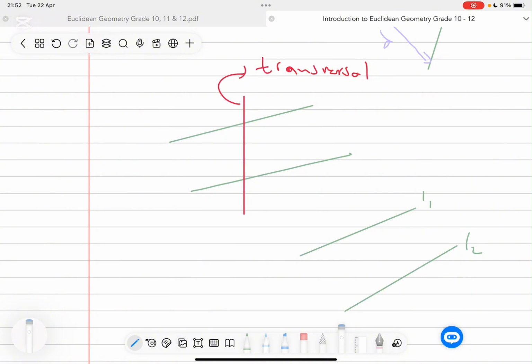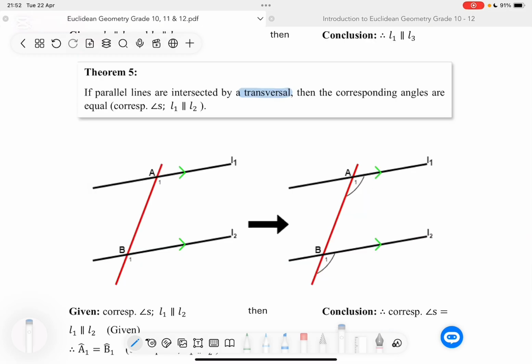The moment I draw a transversal like this, I then create different angles. And that's what's happening here. When we draw a transversal between these two lines, we form a number of angles because we have vertices. Remember, I'll have a vertex here, a vertex there, a vertex here, and a vertex here, therefore making those angles as a result. Now, these different angles have names to them. So here we are interested in corresponding angles.